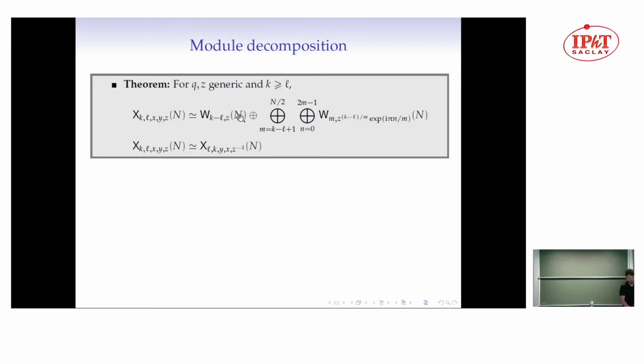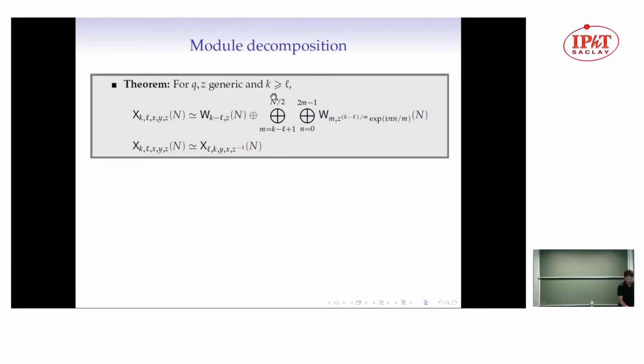So we have one first irreducible module. These are all irreducible standard modules. And then the second part has a double sum of standard modules. And you see that in the double sum, the first number m, which is the number of legs, varies between k minus l plus 1 and n over 2. And then the parameter z here is replaced by z to the k minus l divided by m, and then a phase, e to the i pi n divided by m. Okay, so this is when k is larger or equal to L.